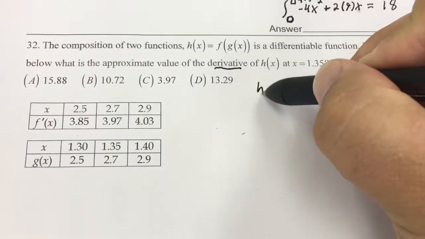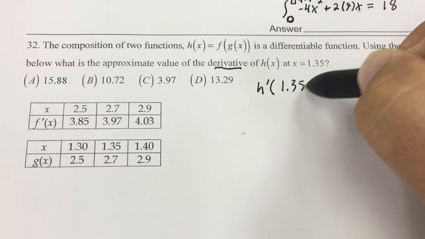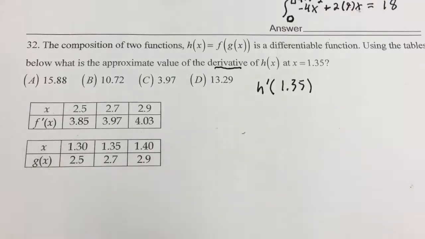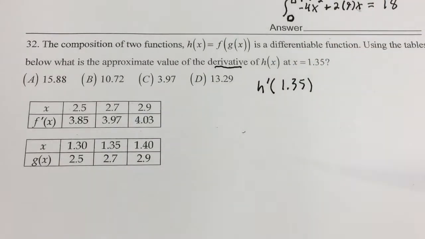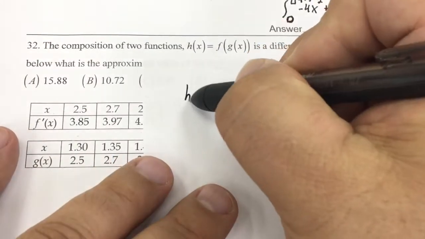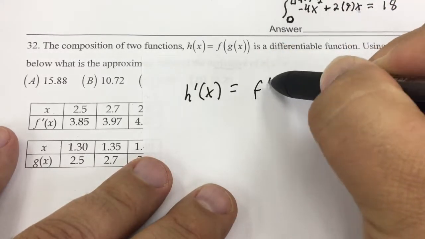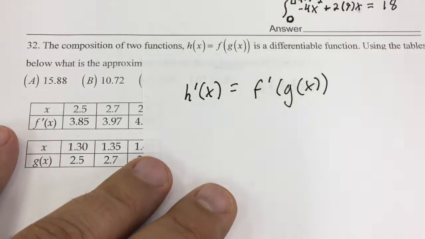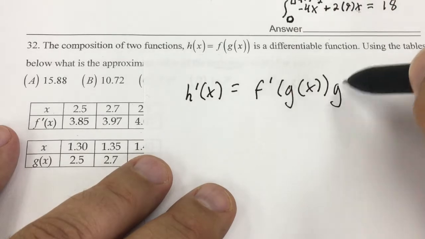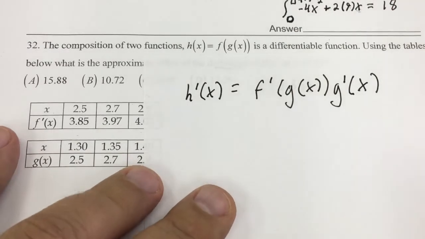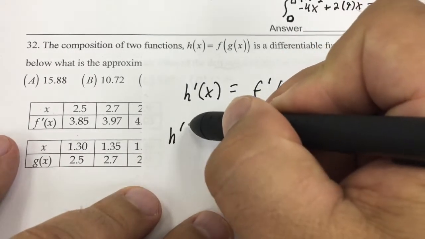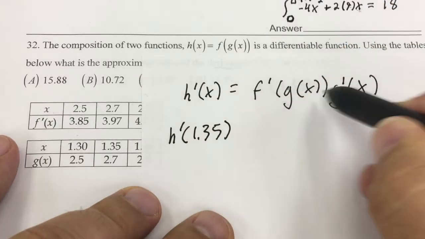Choice B. So they want me to find h prime of 1.35. And notice there's no h on the graph or in the table, so I'm going to generate the derivative. h prime of x equals f prime of g of x times the derivative of the guts, which is going to give me g prime of x, evaluated at 1.35. So h prime of 1.35 means I throw 1.35 in for each of these.